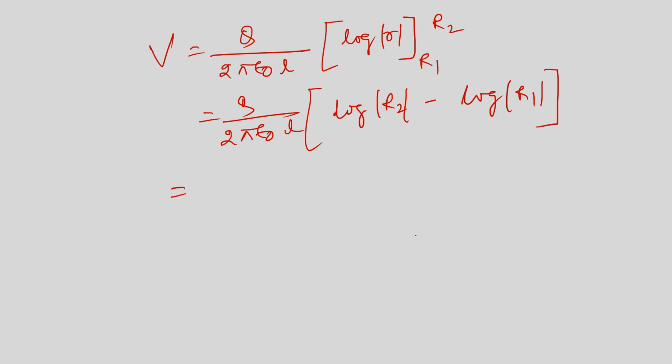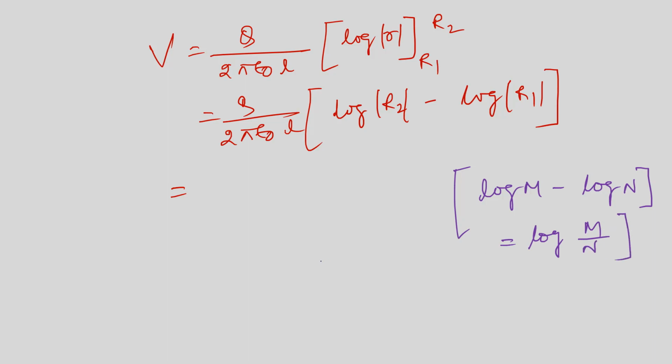Log has a formula in mathematics. I know that you guys know that one: log of m minus log of n is equal to log of m by n, if the base is the same. So obviously I can write the expression in this way. According to that, the final expression will be Q by 2 pi epsilon naught multiplied by L, multiplied by log of R2 divided by R1, and the mod will be present in the total.